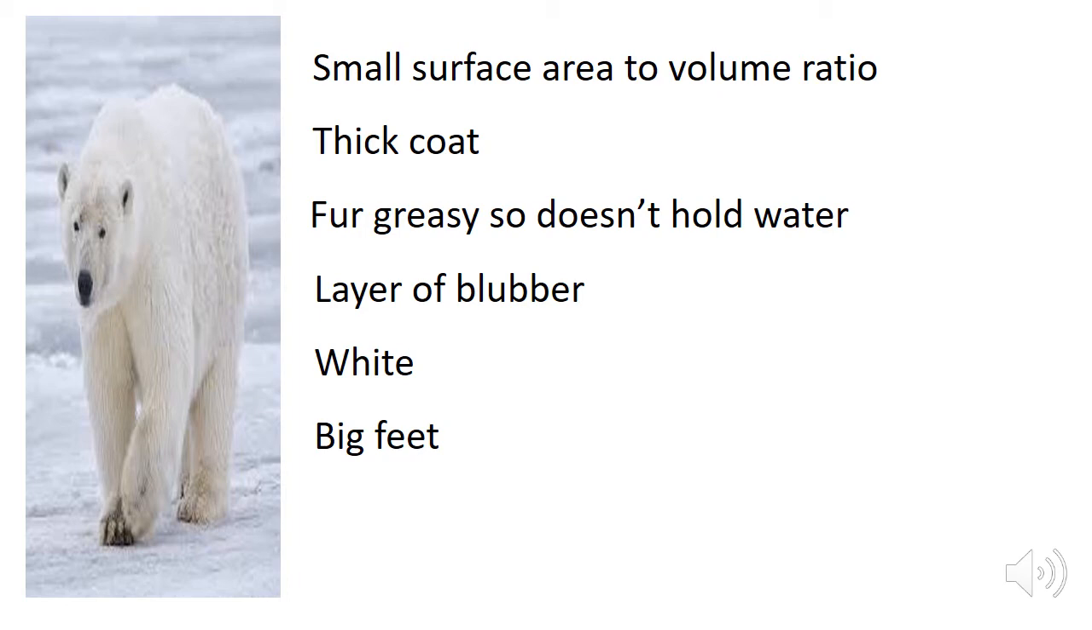It's not nice and fluffy, it's greasy, so it doesn't hold water, because remember that polar bear is in and out of water. Now, unlike a camel, polar bears have a layer of blubber underneath their skin, again reducing heat loss because it's insulation. They are white so that they are camouflaged, and they also have big feet to spread their weight on snow and ice so it doesn't sink through.